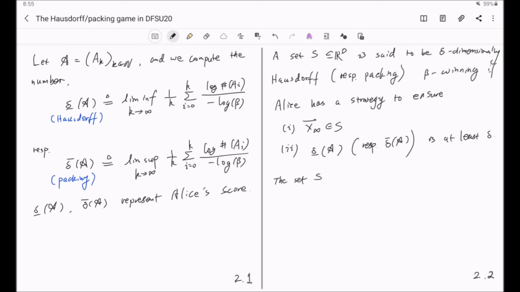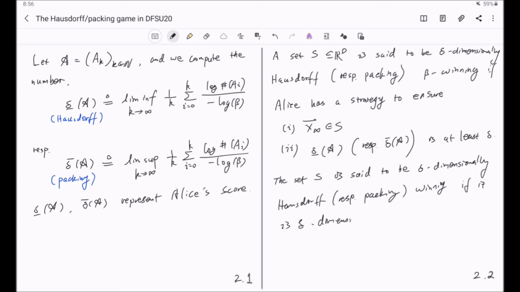And the set S is said to be delta dimensionally Hausdorff, and respectively packing, winning without beta if it is delta dimensionally Hausdorff, or respectively packing, winning for all sufficiently small beta.